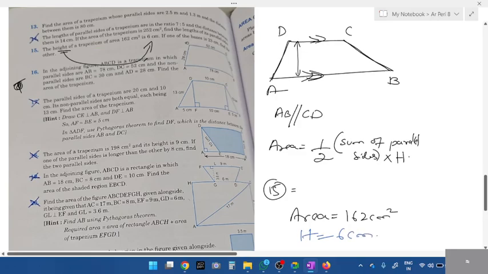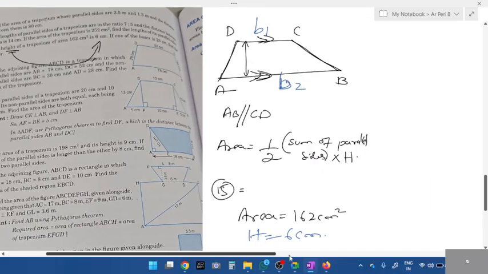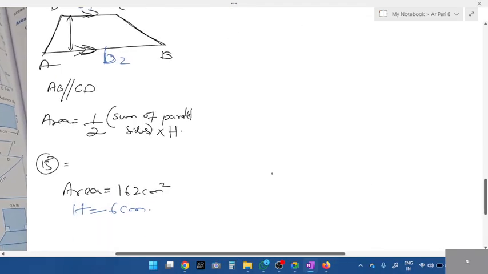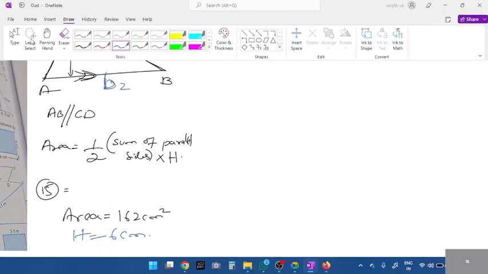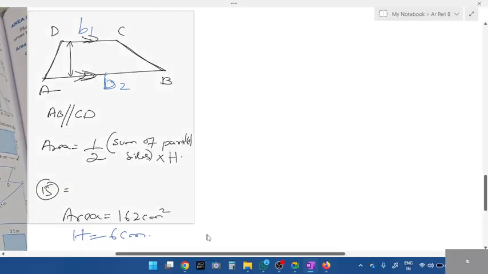Next. If one of the base, what is given, students? If one of the base is 23. Let the base be C. You can take this as B1, B2. Base 1 and base 2. Okay, one of the base is how much? 23. And what do we need to do? You have to find the other base. Yes. Look at this diagram. Here, height is given.